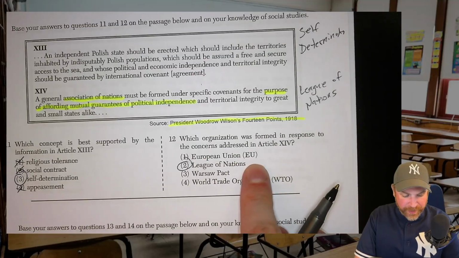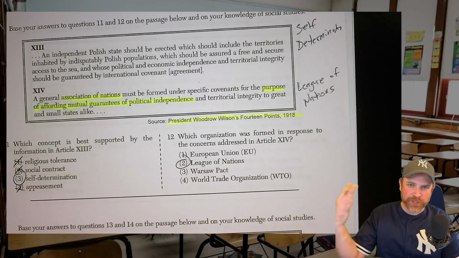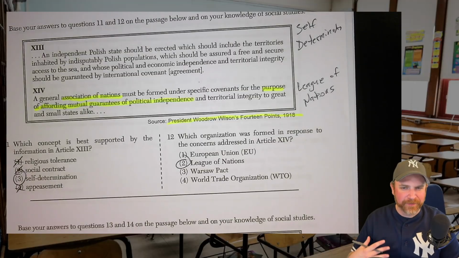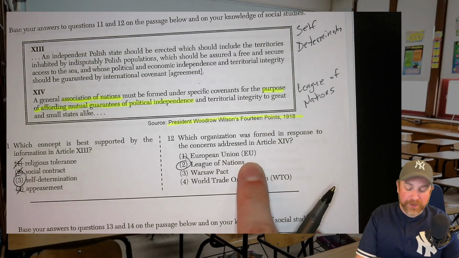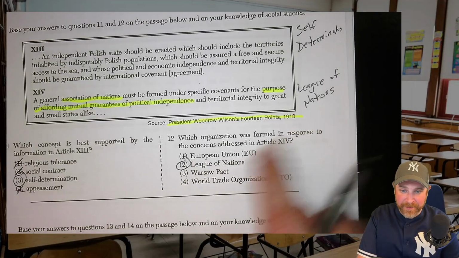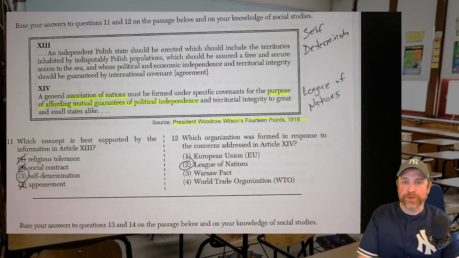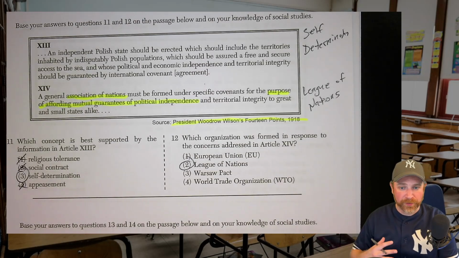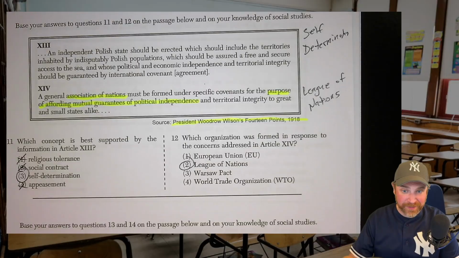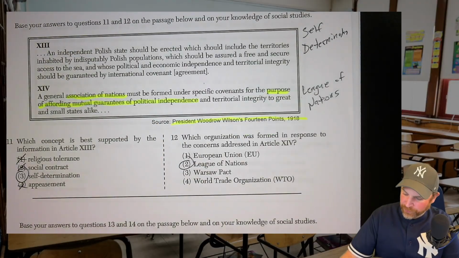The European Union begins in like the 1990s. The roots of the EU began probably in the 1940s and 50s, but the official European Union is the 1990s, long after 1918. And this is more of an economic union, right? When the European countries agreed to not tax goods moving between borders, allowing immigration between countries to be a lot easier, and using a common currency. That has nothing to do with Article 14 here. So we cross off choice number 1.